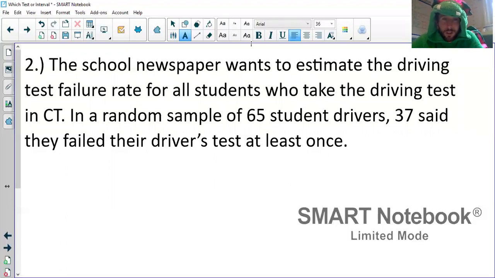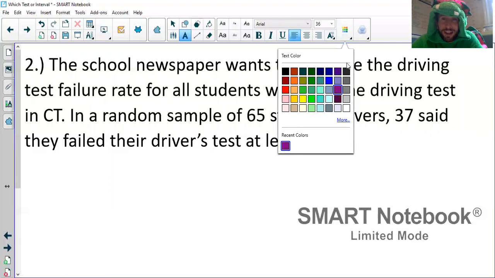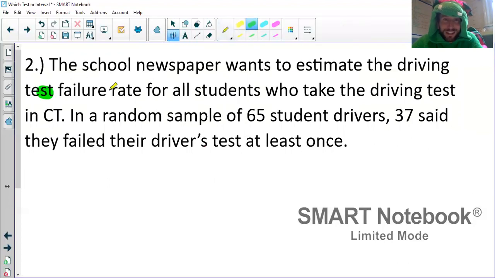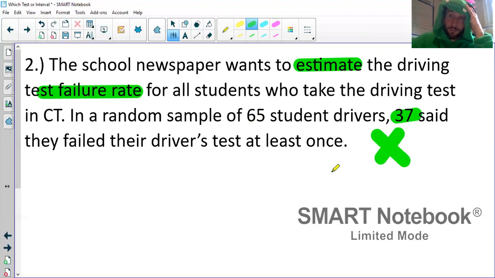All right. Driving test failure rate we're trying to estimate. As soon as I see that, what am I thinking? A failure rate, right? A rate is a percentage. So now we're thinking percentages. We want to estimate the failure rate. That word's jumping out at me: how do I estimate P, the true percent of all drivers who fail? We've got one random sample of 65 students, and this will be our X value, the number of those that failed their driver's test. And of course, we do 37 out of 65 to get our P hat there.